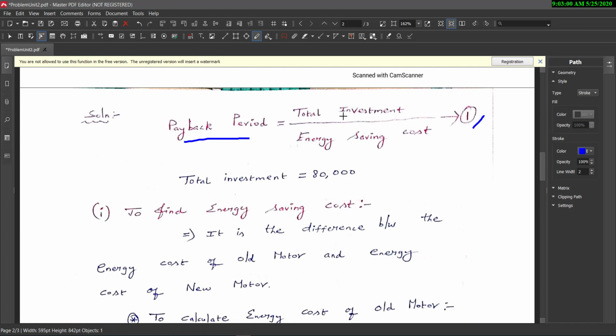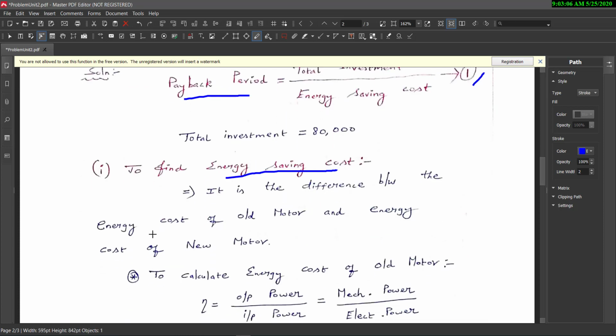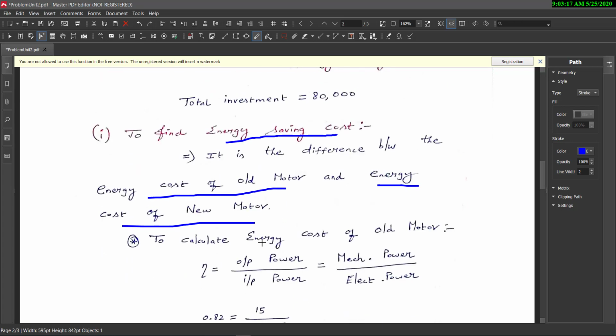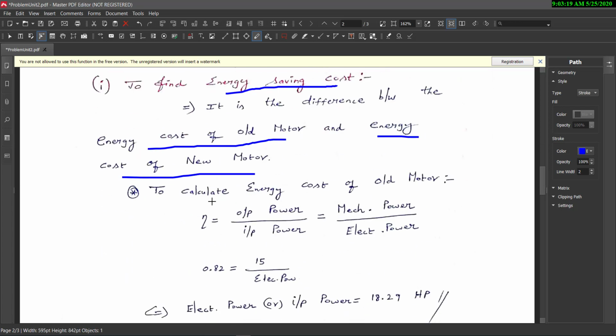Next, our objective is to find the energy saving cost, which is defined as the difference between the energy cost of the old motor and the energy cost of the new motor. This is the formula for finding the energy saving cost. First we have to find the energy cost of the old motor.